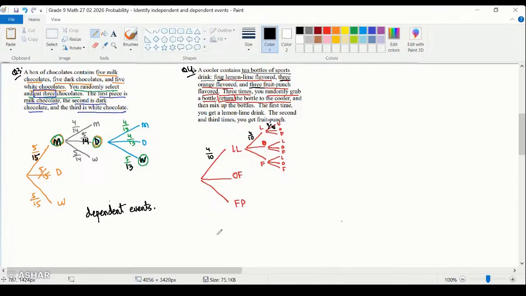So we can say that selecting a lemon, orange, or a fruit punch, selecting one does not affect the other because they are returned, right? Independent events. Because the juices are returned. The denominator, the total number of juices does not get reduced. It's a fixed number. It's 10. Okay.